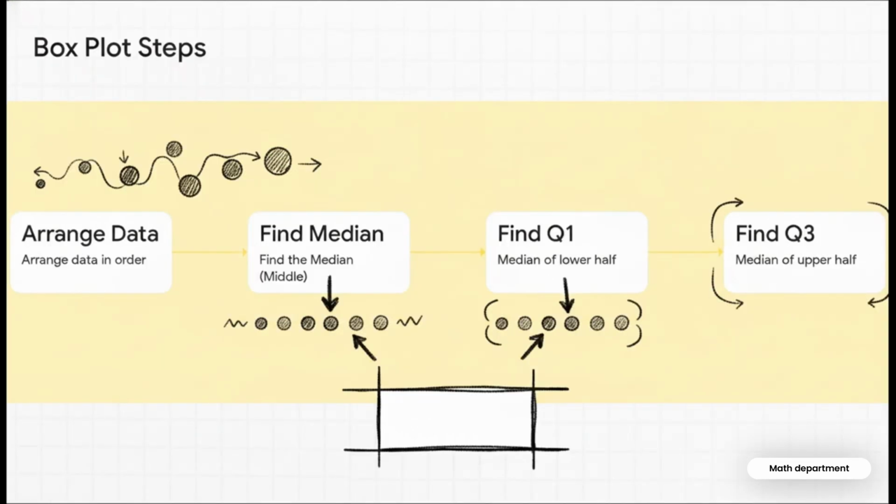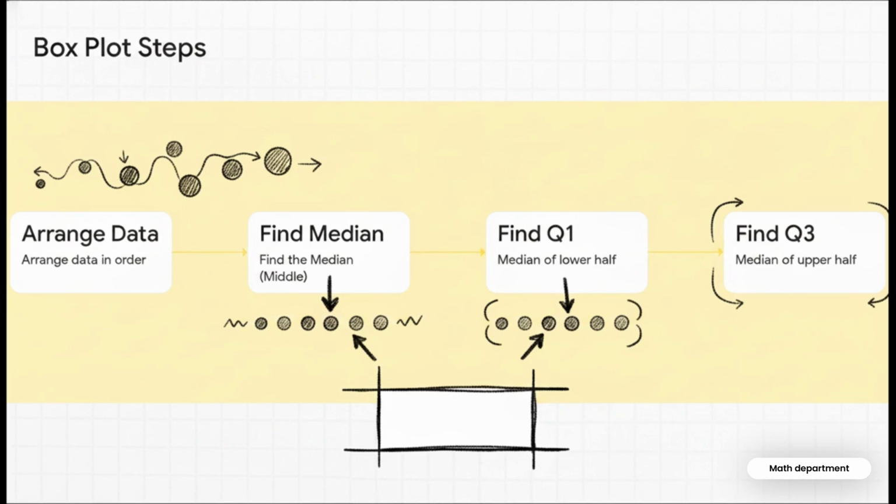Now, the crucial point is how we actually build it. Watch how we write these steps down. Step 1, we carefully arrange all our numbers from smallest to largest. Step 2, we find our overall median, the exact middle number. Then, step 3, we look at just the lower half of the numbers and find its middle, which we call quartile 1.